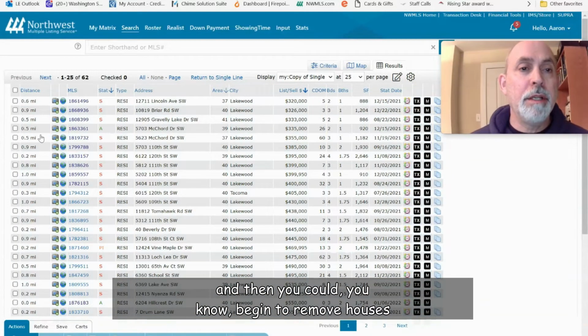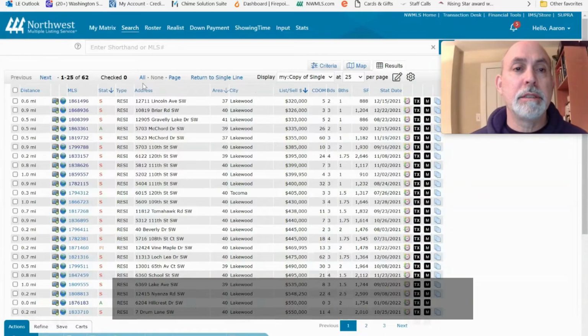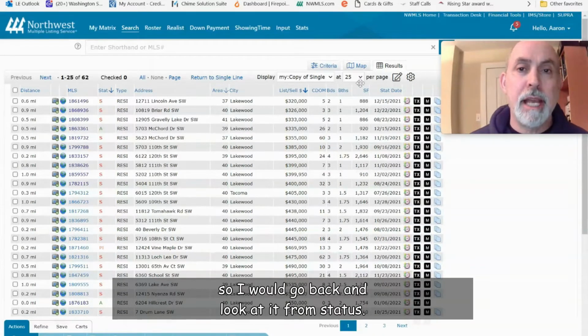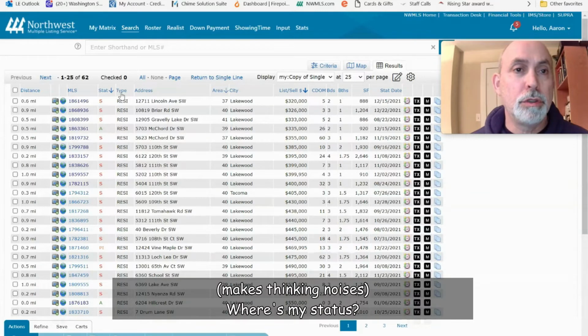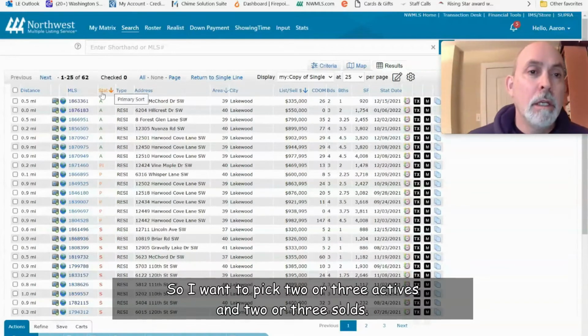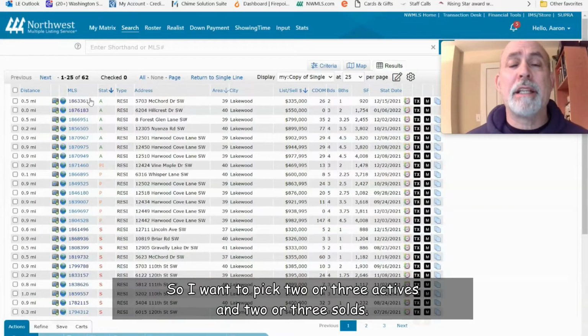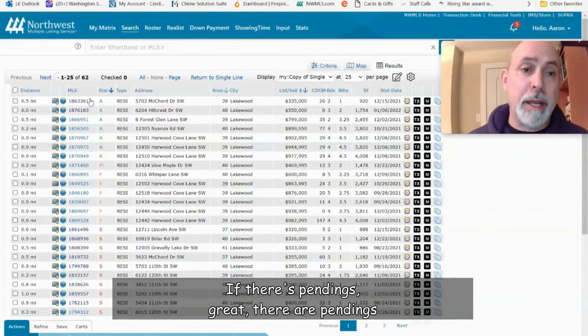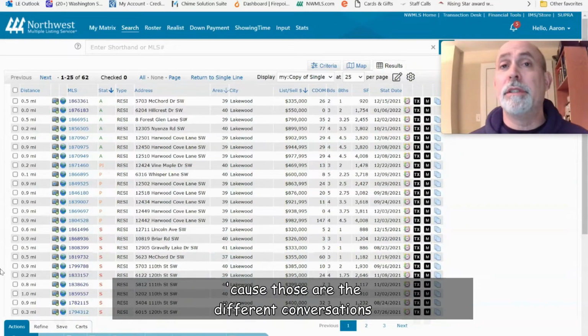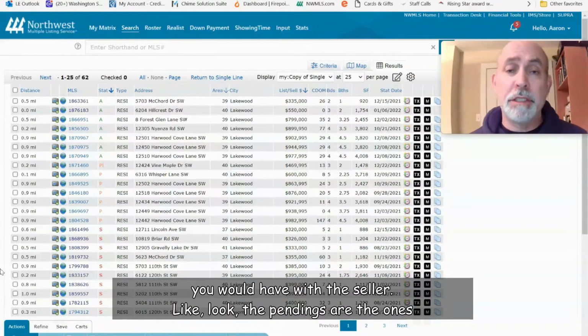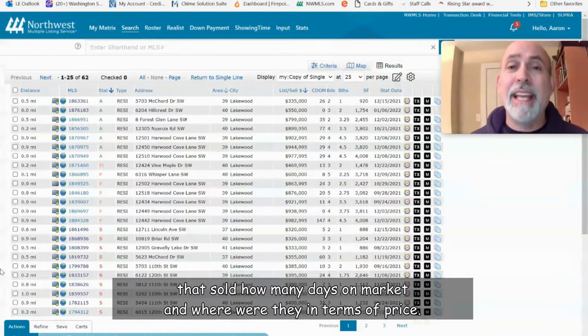And then you could begin to remove houses. So I would go back and look at it from status. Where's my status? I want to pick 2 or 3 actives and 2 or 3 solds. If there's pendings, great, because those are the different conversations you would have with the seller. Look, the pendings are the ones that sold: how many days on market and where were they in terms of price. So let's look at the actives.